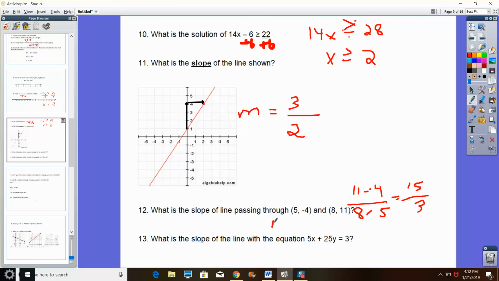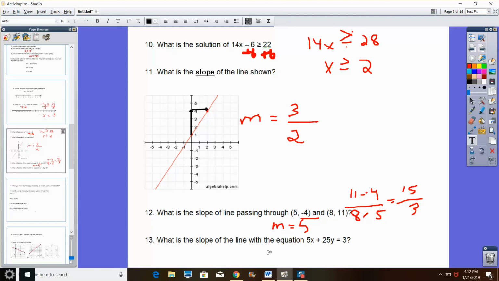Okay, m equals 5. All right, now, what's the slope of a line with the equation 5x plus 25y equals 3? There's two ways to do this. Number one, we can use the fact that the slope of a standard form line is negative A over B. M equals negative A over B, which means in this case it would be negative 5 over 25, which is equal to negative 1/5. So that's one way to do it.